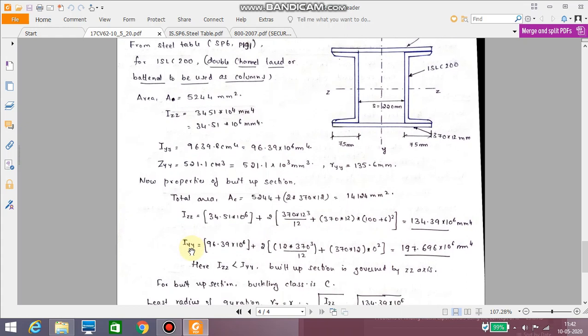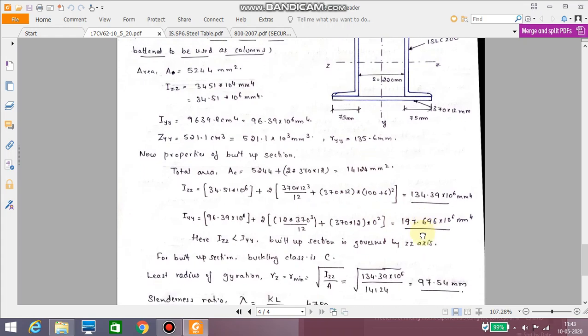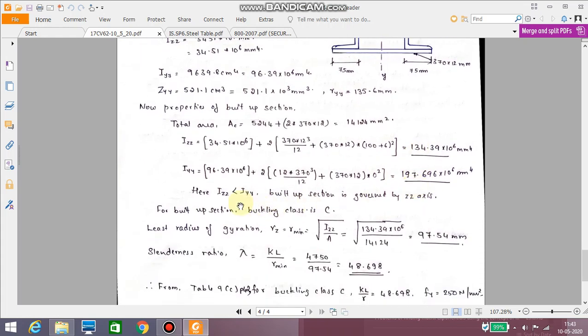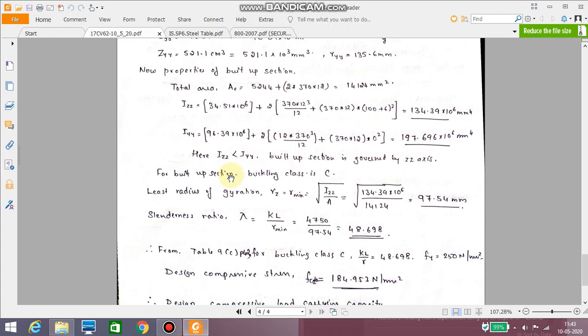Now this IYY is also calculated in the same way. IYY value for channel section is taken from steel table, plus 2 times the Ig value for these cover plates plus AH square. H becomes 0 here. Therefore it works out to be 197.696 into 10 power 6 millimeter raised to 4. So here IZZ is less than IYY. So the built up section is governed by ZZ axis here, not YY. It is governed by ZZ axis. Therefore, for built up section we know the buckling class is C.